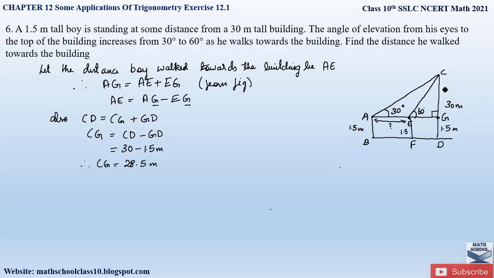This value of CG is 28.5 meter. 30 meter was the total height of the building, right? Now we have to find out the AG side and EG side. Let us consider triangle ACG to find the side AG. Since ACG is a right angle triangle, we can apply the trigonometric ratio. Here angle A is the acute angle and the side opposite this acute angle is the perpendicular. The side along will be our base and AC will be our hypotenuse, right? We know the perpendicular value, that is 28.5 meter, and we know the angle 30 degree.